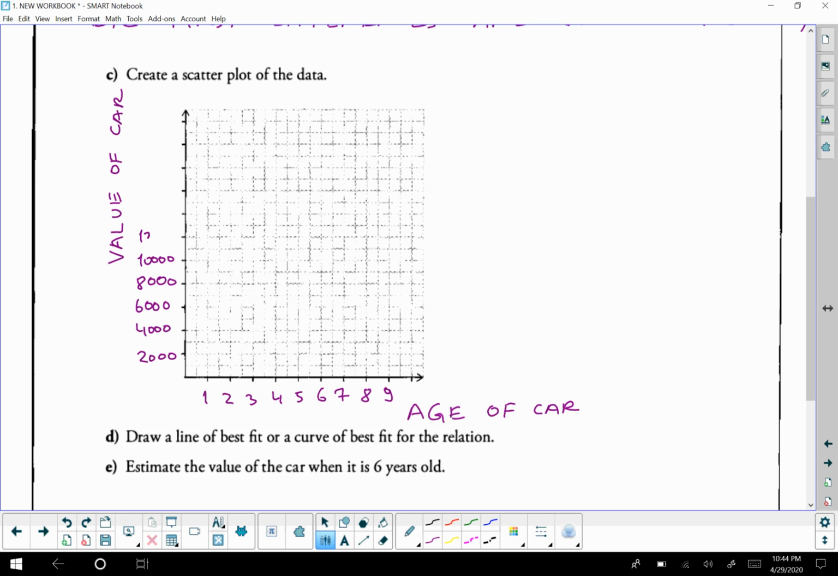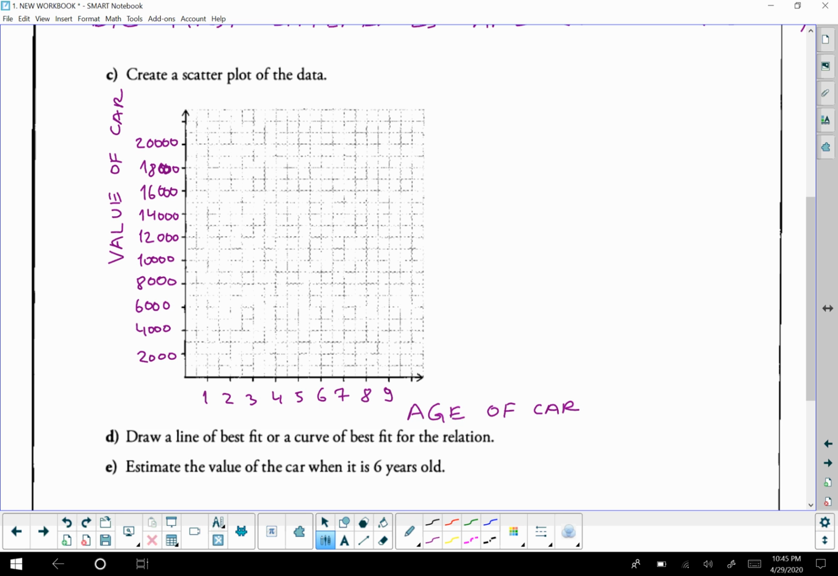If you are not sure about the scale, try it out. You can always erase it and fix it. Just use a pencil. That's kind of the most important thing. These guys look like sixes, but they are not. There we go. And 20,000.